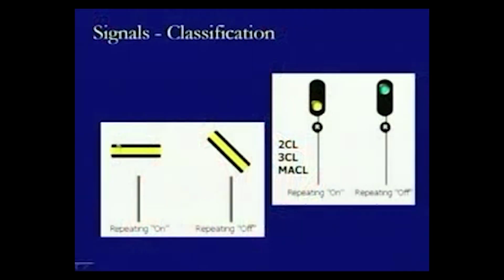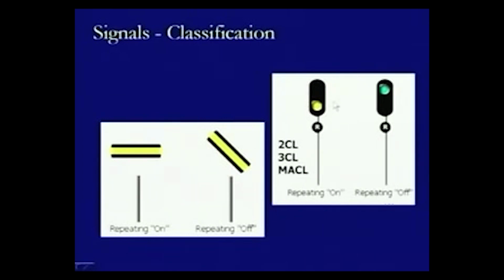Here we are trying to show the repeater signal. This is a disc shape repeater signal, where if it is horizontal marking, where the band is being given by a lining of black on the two sides, this is on condition, means stop. If it is inclined, it is off condition, means proceed.